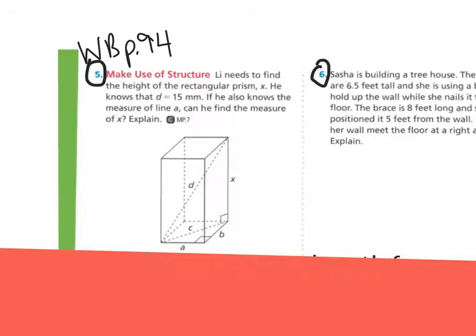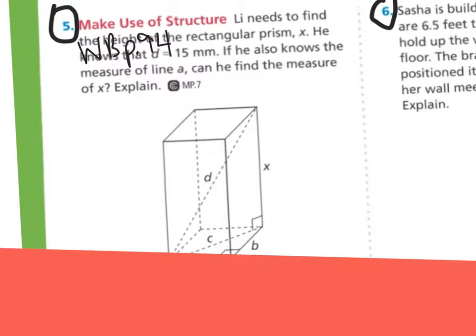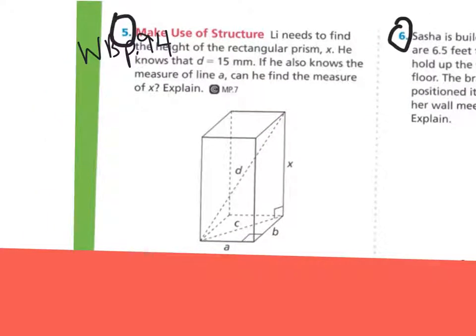So we look at workbook page 94, number 5. Lee needs to find the height of the rectangular prism X. He knows D equals 15 millimeters. If he also knows the measure of line A, can he find the measure of X? So probably what I would do on a problem like this is just substitute in here. You know, instead of a D, I know that's 15.